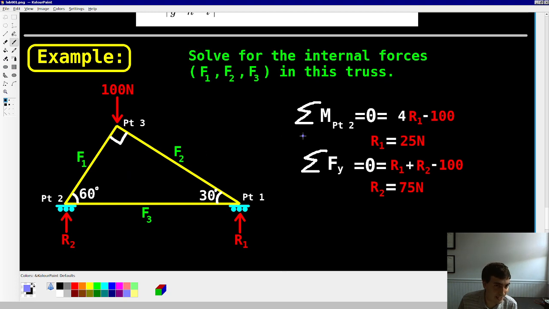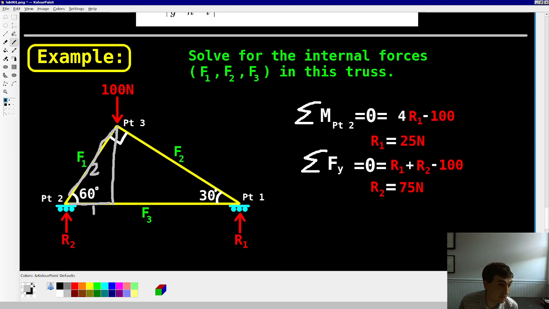So in my case, I just solved for R1 and R2 using moment and force equilibrium. So I took the moment about point 2, said it was equal to 0. And then based off the geometry here, this is a 30, 60, 90 triangle. I computed that the reaction forces were a certain value. Let me go through that really quick. So a 30, 60, 90 triangle, for those who don't know, now you do, the short side is just half the hypotenuse. So if this side here was 1, then this side here would be 2.